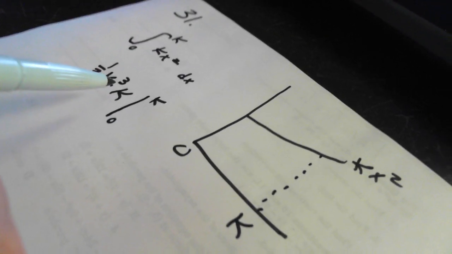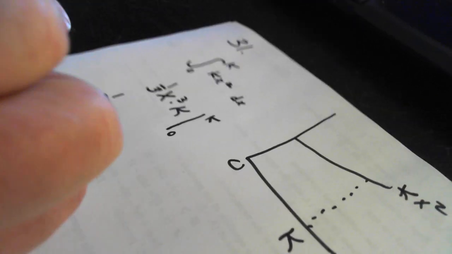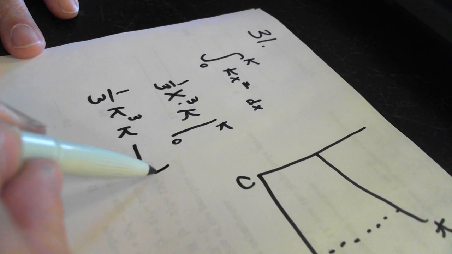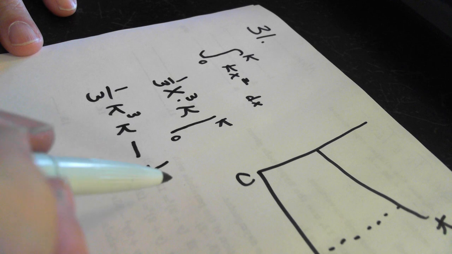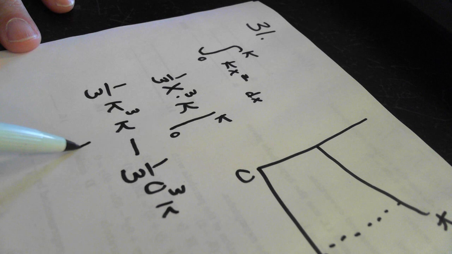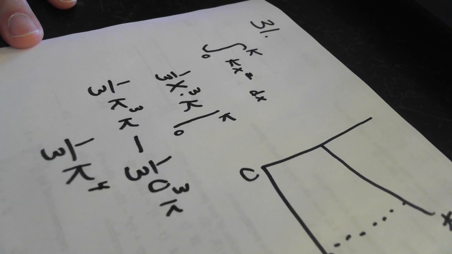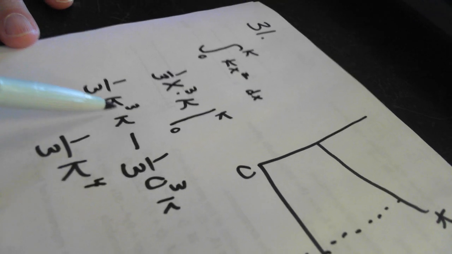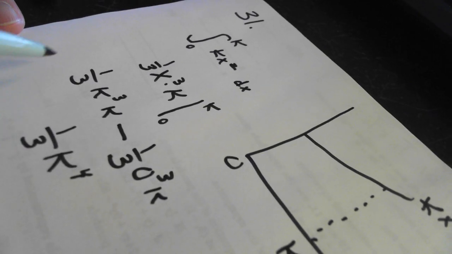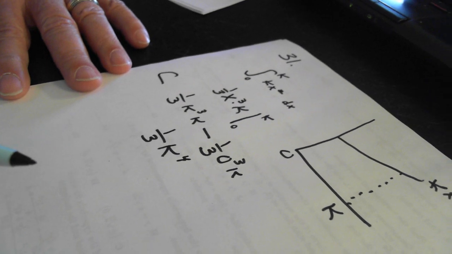So we've got to put k into this. So it's going to be 1/3 k cubed times k minus 1/3 0 cubed times k. Isn't that just going to end up being 1/3 k to the 4th? You're going to have k cubed times k, that's k to the 4th. So I think it's pretty easy. Choice C. Is that A? That's A. Oh, A.